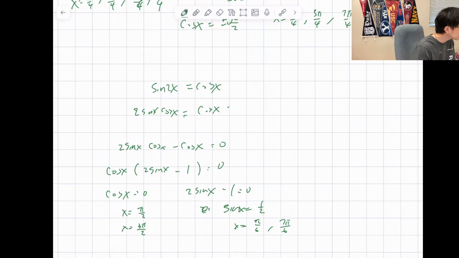Yes, 5 pi over 6. You're right. Is there a way to tell how many solutions there are with trig? No, unfortunately, because sometimes they only give you one answer. For example, sine of the... Actually, I'll do better. I will show you how to check your answers.